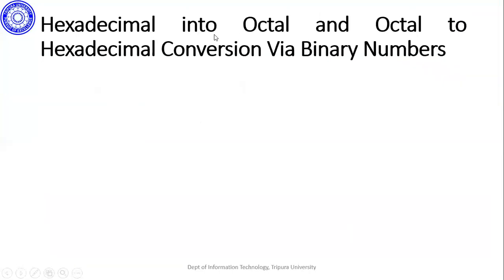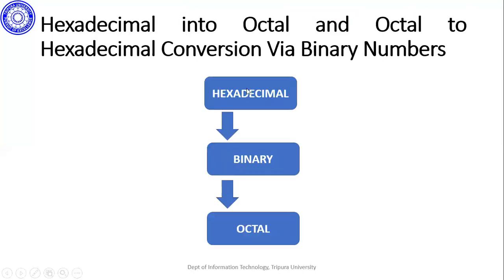Hexadecimal can be converted to octal, and octal to hexadecimal, via binary numbers. We know that between octal and binary there is a relation, 2 to the power 3 equals 8, and 2 to the power 4 equals hexadecimal. So we can use this relationship for the interconversions. How? Convert hexadecimal to binary, then to octal, because hexadecimal to binary is easy and binary to octal is easy.